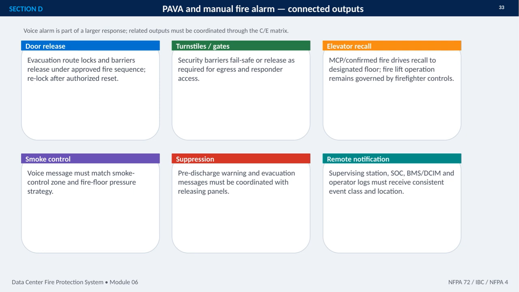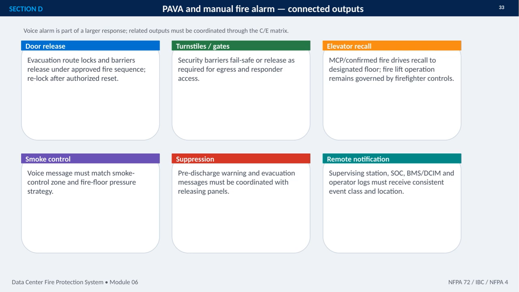For doors, evacuation route locks and barriers release during the approved fire sequence, then relock only after an authorized reset. Turnstiles and gates must also fail safe, or release as required, to support occupant egress and responder access. Elevator recall, initiated by a manual call point or confirmed fire condition, sends elevators to the designated floor, while firefighter controls govern fire lift operation. Smoke control messaging must match the affected zone and the fire floor pressure strategy.